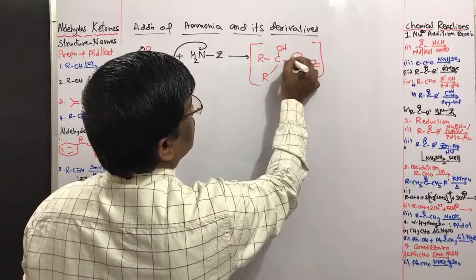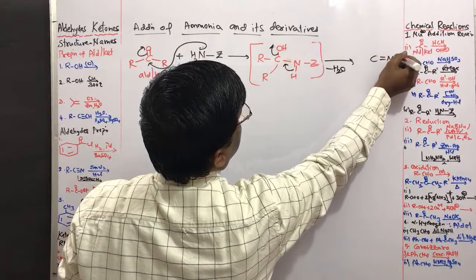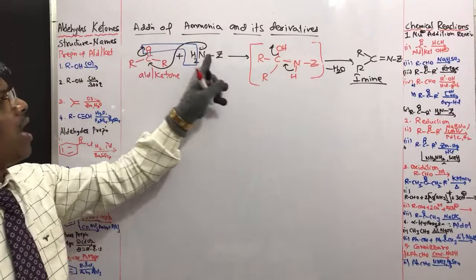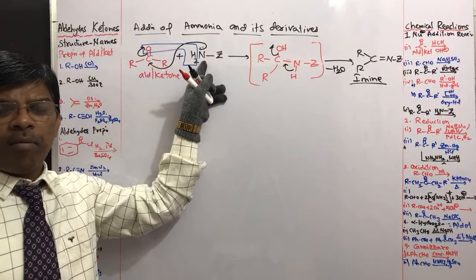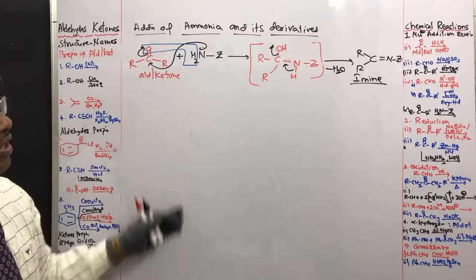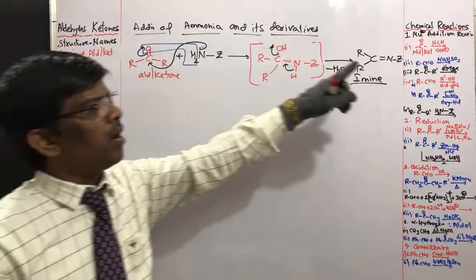This intermediate is going to lose water, minus water, so it is going to give imine, Z group and remaining R groups. So this is imine type compound we are going to get. So overall what is happening? Simply this oxygen and this hydrogen is going out as water to form carbon and nitrogen double bond. So this is overall reaction, students. So throughout all these examples what I am going to give, it is going to form double bond, right?